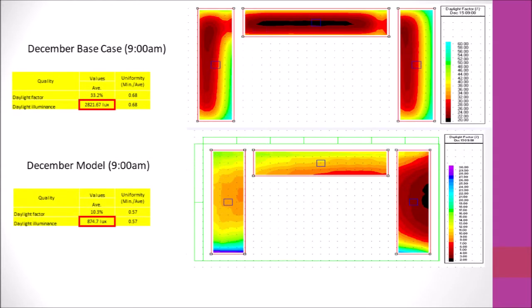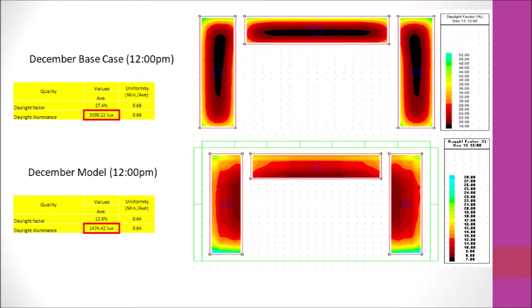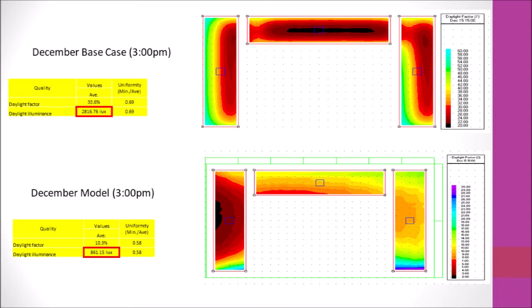At 9 a.m. in December, the illuminance is reduced to 874.7 lux. At 12 p.m. in December, the illuminance is reduced to 1474.42 lux due to the sunny summer season. At 3 p.m. in December, the illuminance is reduced to 861.15 lux.